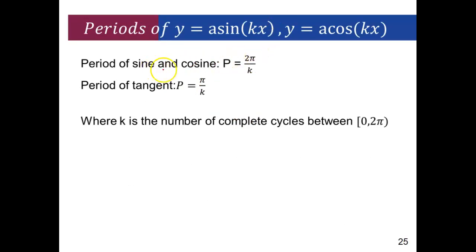Okay, so the period of sine and cosine we find by doing 2 pi over k, where k is this number in front of the x. Tangent we'll talk about next class, but that is pi over k, so that's a little bit different. And then, like I said, k is the number of complete cycles between 0 and 2 pi. And I think as we go through some examples, this will make more sense.